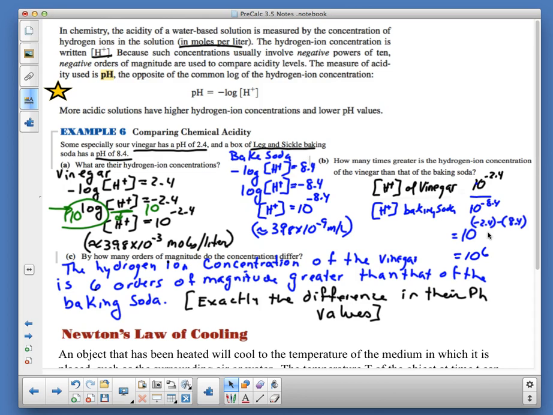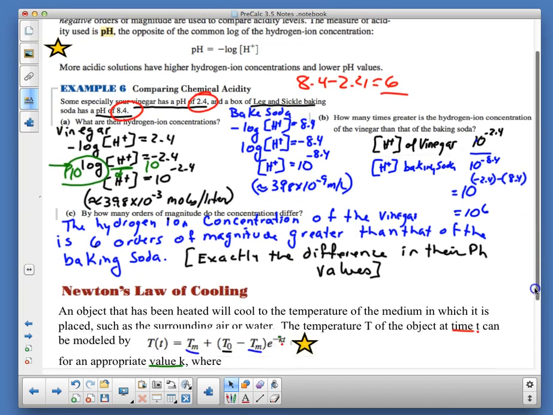So although we did all this, what it really comes down to is the difference of the pH scale, the difference of the Richter scale. Okay? Pretty quick questions all of a sudden, aren't they?